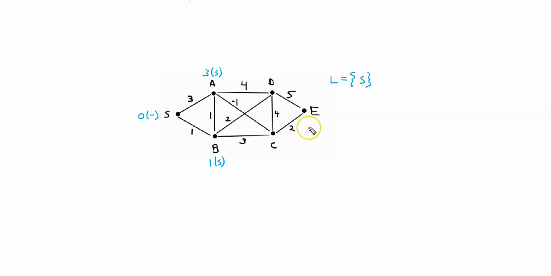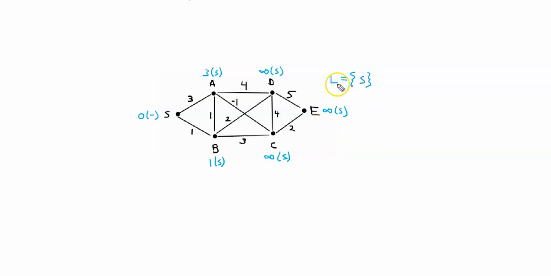Now the other vertices are not adjacent to anything in our list L, which is initially S, and so we will label them as if they're infinitely distant from S. And they will be updated. Okay, so that's our first step in Dijkstra's algorithm.